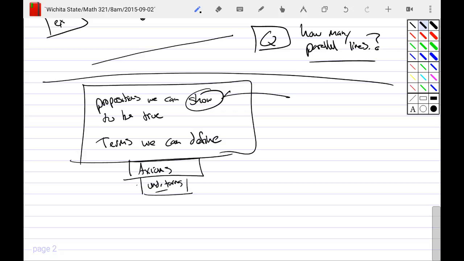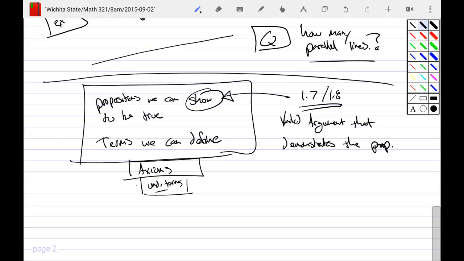The show part is what we're interested in 1.7 and 1.8. What do I mean by show? I want to simply say that there is a mathematical argument that's valid that demonstrates the truth of the proposition. So what we're going to look for is a valid argument that demonstrates the proposition to be true.